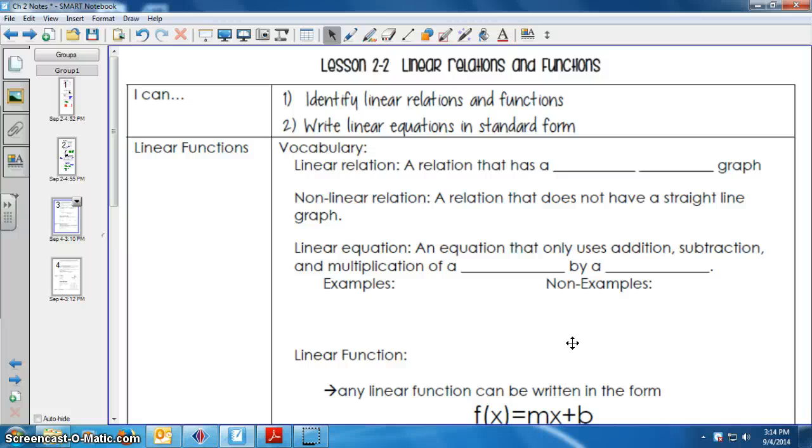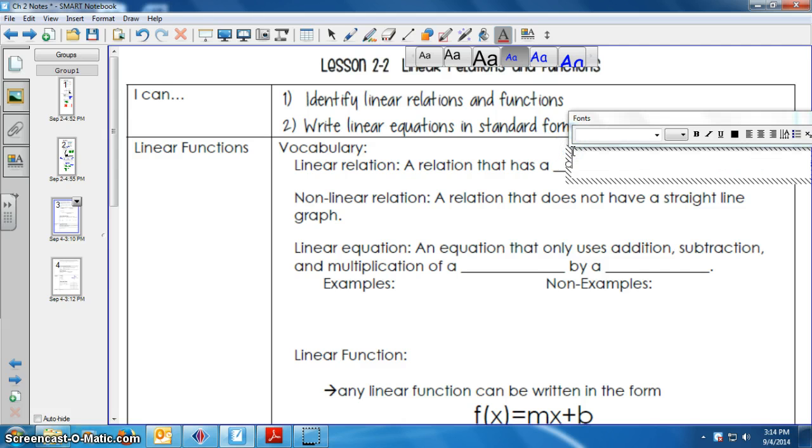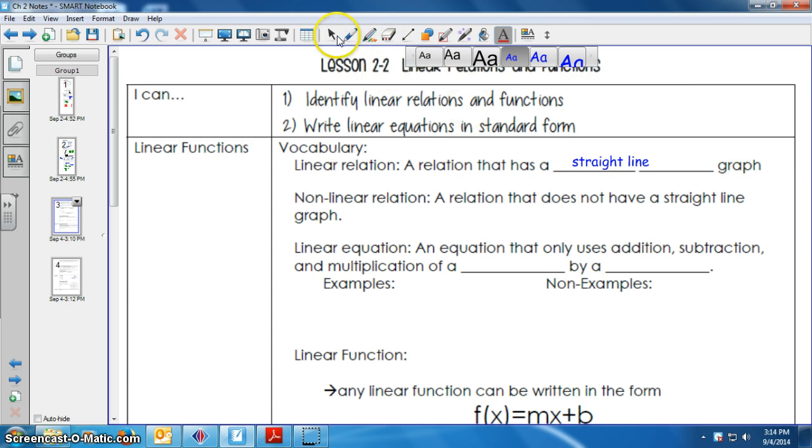This is lesson 2.2, linear relations and functions. So let's recap with some vocab that should be review for most of you. A linear relation is a relation that has a straight line graph, and a non-linear relation is a relation that does not have a straight line graph.